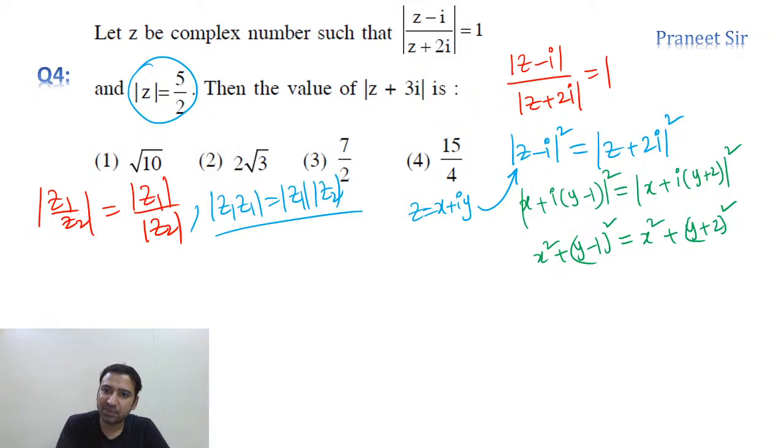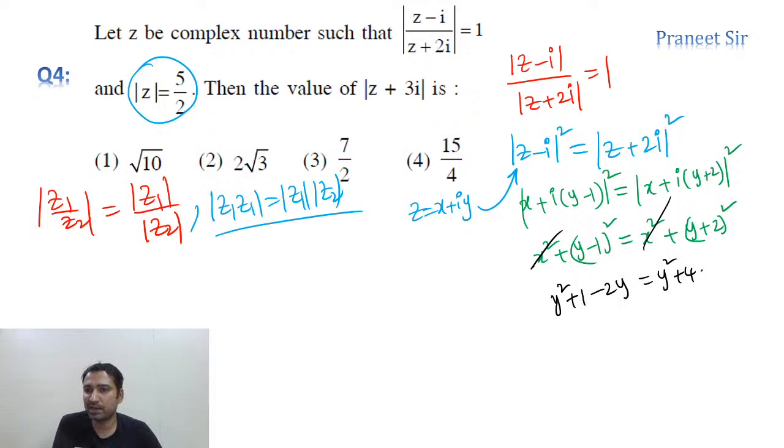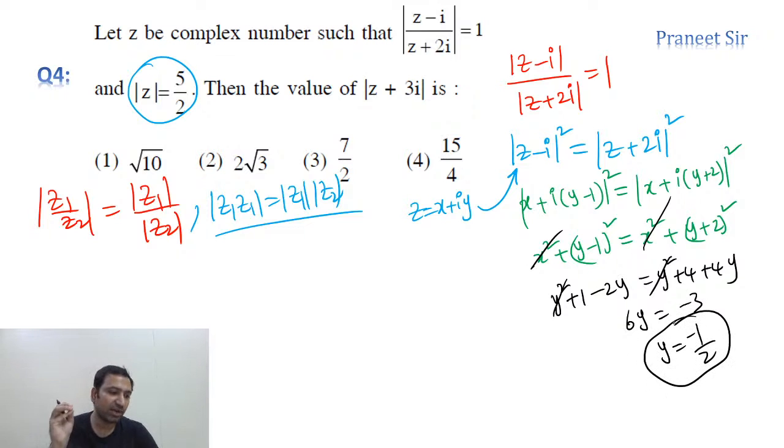Very good. So now we can easily solve this, as x square terms are getting cancelled. And you can expand it. If you expand it, y square plus 1 minus 2y is equal to y square plus 4y. So even y square terms also get cancelled. 6y is equal to minus 3. So y is equal to minus 1 by 2. Very good. Y value we calculated, guys.